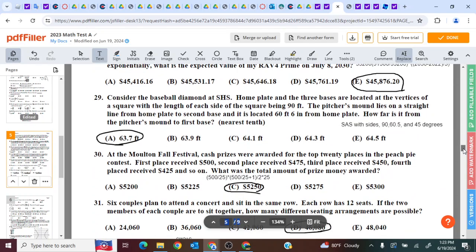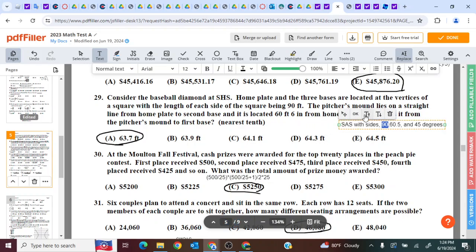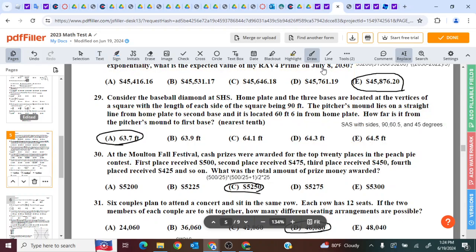29. The baseball diamond at SHS: home plate and 3 bases are located on vertices of a square with side length of 90 feet. The pitcher's mound lies on a straight line from home plate to second base and is located 60.5 feet from home plate. How far is it from the pitcher's mound to first base? Well, in this case, you can use our SAS formula for a triangle. You have one side over here, which is 90. Then you have your 60.5 side to the pitcher's mound. And since the pitcher's mound is in the middle of this 90-degree angle, this angle right here is 45 degrees. Once you do that, you'll get a side of 63.7.